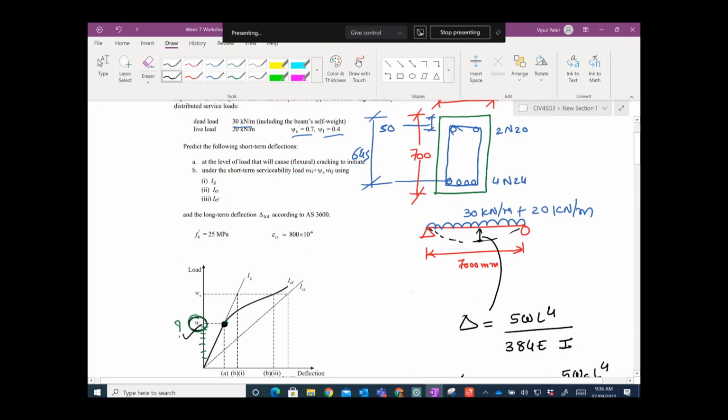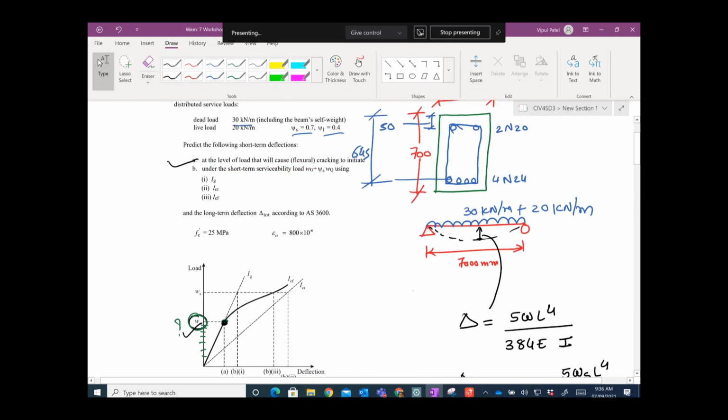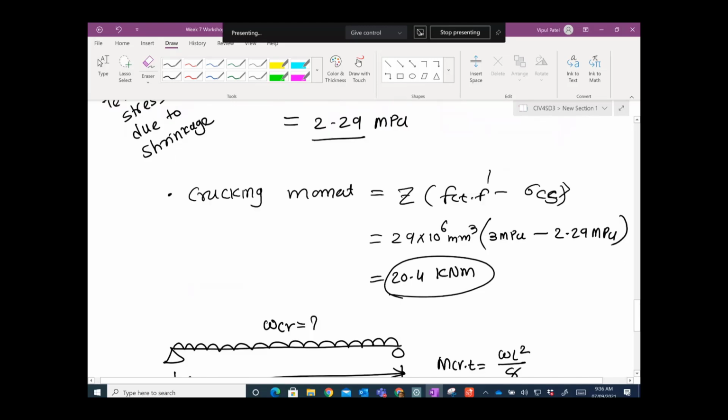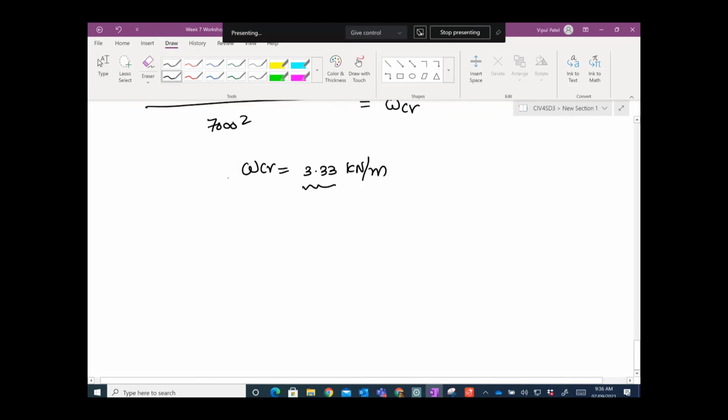The first answer is at what level the crack will appear. That level, which is here 3.3 kilonewton per meter, is the load at which a crack will appear. Now let's say you want to calculate the deflection as well at A. So this is the cracking load.